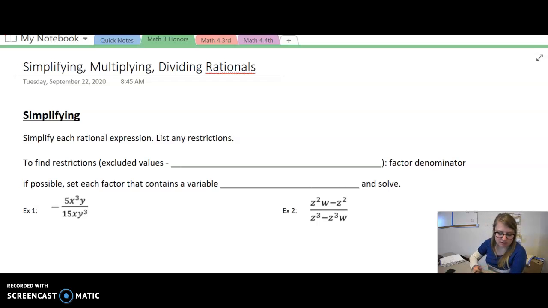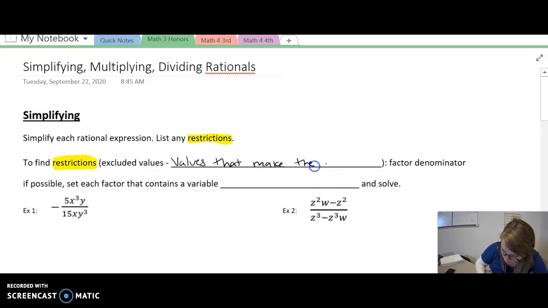So, simplifying. Our instructions are to simplify each rational expression and list any restrictions. Restrictions is a term that we need to go over. To define restrictions, that means the excluded values. So that is values that make the denominator 0. That's what excluded values are.